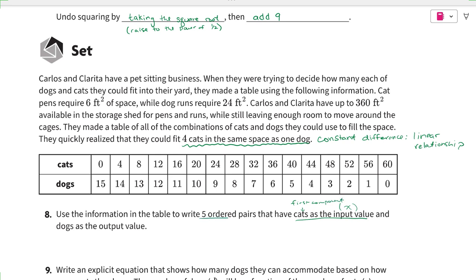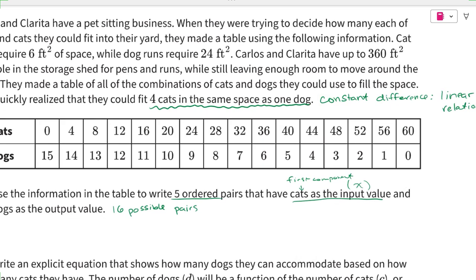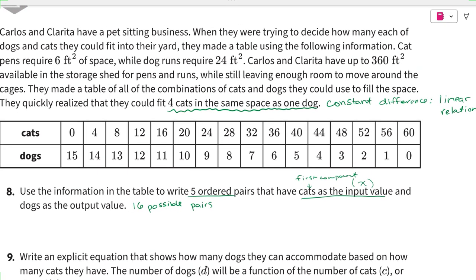Now, it says, write 5 ordered pairs. Looks like we have, counting quickly, 16 possible pairs. So we're going to pick 5. I always like to pick ones with, let's say, zeros in them. So I want my cats to be the first component. I'm going to write these in a set. So 0, 15 is going to be my first ordered pair. 0 cats to 15 dogs.